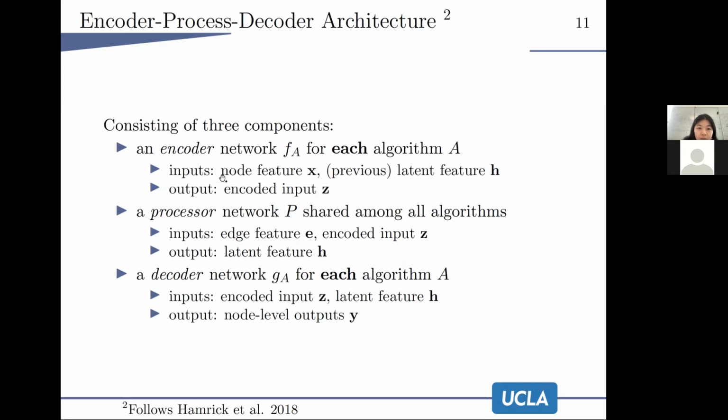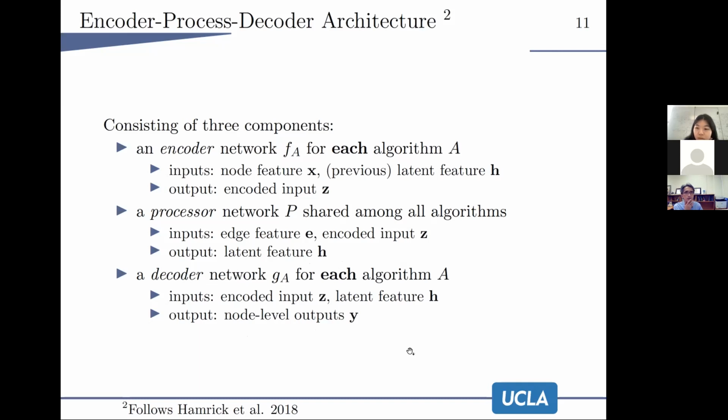And so the encoder network takes a node feature and the previous step's latent feature H, and outputs an encoded input. And the processor takes the encoded input Z and the edge features to generate the current state, the latent features. And the decoder takes in Z and the latent feature H to generate the node-level outputs Y.